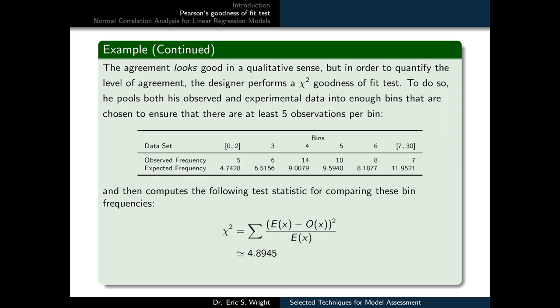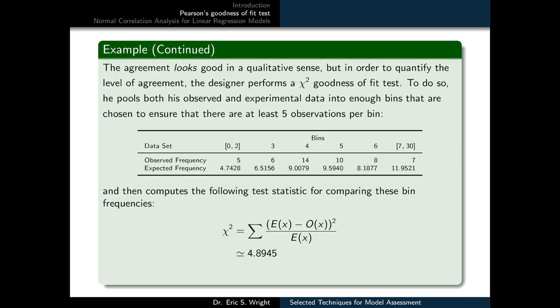To do so, he pools both his observed and expected data into enough bins that are chosen to ensure that there are at least 5 observations from the data set belonging to each bin. If we were to go back and look at our frequency table, we would see that for x equals 0, there were not 5 observations. So we could not use x equals 0 as an individual bin. The same would be true for x equals 1 and x equals 2. It would also be true individually for x equals 7, x equals 8, x equals 9, x equals 10, and so on up to 30.